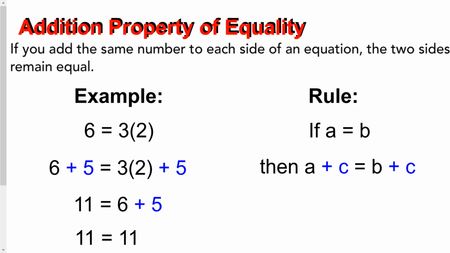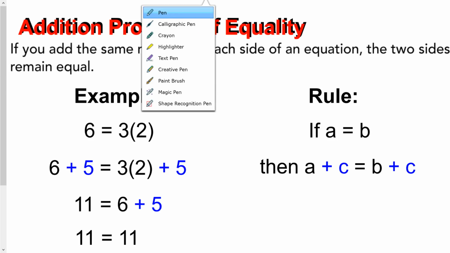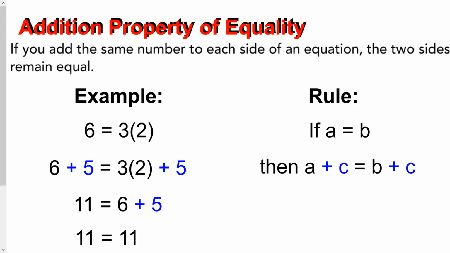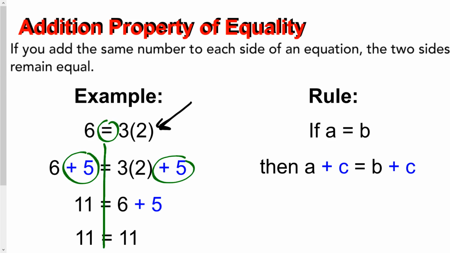We're going to talk about addition, but we're also getting into equations, hence the word equality. So if you add the same number to each side of an equation, the two sides still remain equal. I've got a cool little example here. We all know that 6 equals 3 times 2, so that shouldn't be a surprise to any of us. But if I add 5 to both sides of this equation, we can see that the equation stays equal. 6 plus 5 is 11. We got 3 times 2 equals 6, and then 6 plus 5 equals 11.